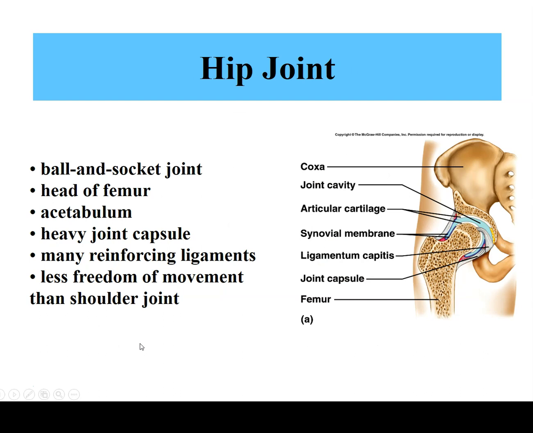Now the hip joint. It is a ball and socket joint. The head of the femur articulates in the acetabulum. Remember, that's that depression of the coxa. It has a heavy joint capsule, many reinforcing ligaments, many more than that other ball and socket joint, the shoulder. Less freedom of movement than the shoulder, and we talked about that because of all the articulating parts held more closely together. A heavier joint capsule and many more ligaments than that shoulder joint.